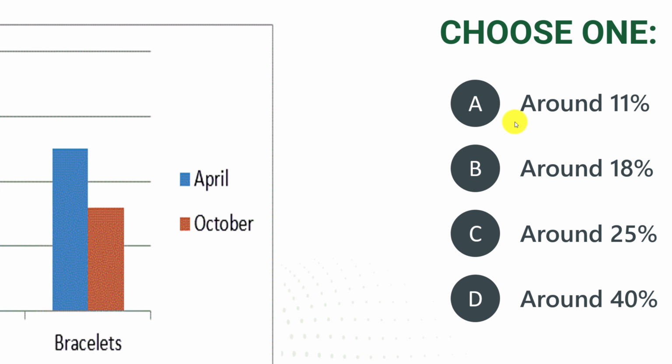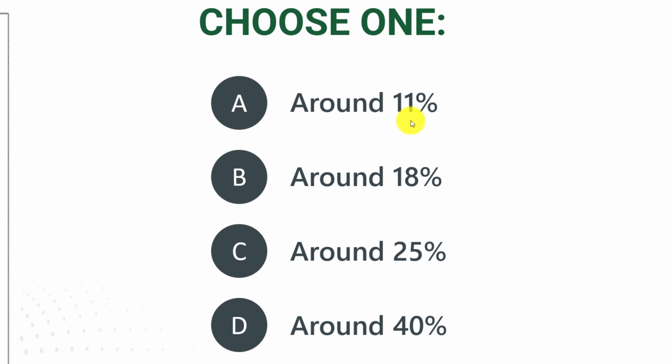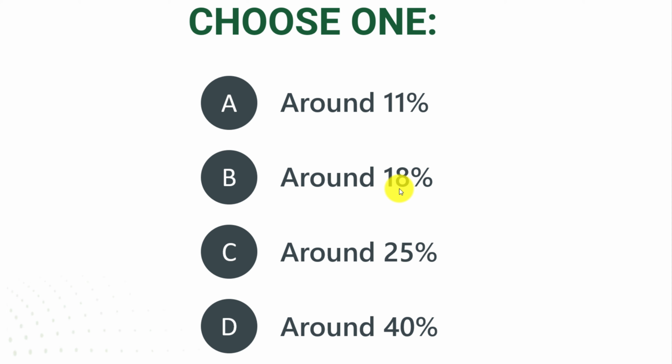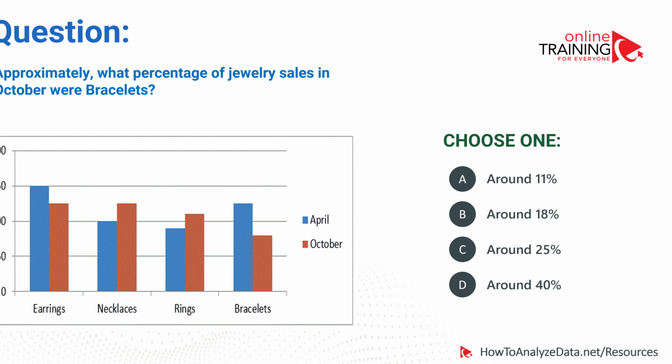You have 4 choices to answer this question. Choice A, around 11%; choice B, around 18%; choice C, around 25%; or choice D, around 40%. So how would you approach this question? Which one do you think is the right answer?